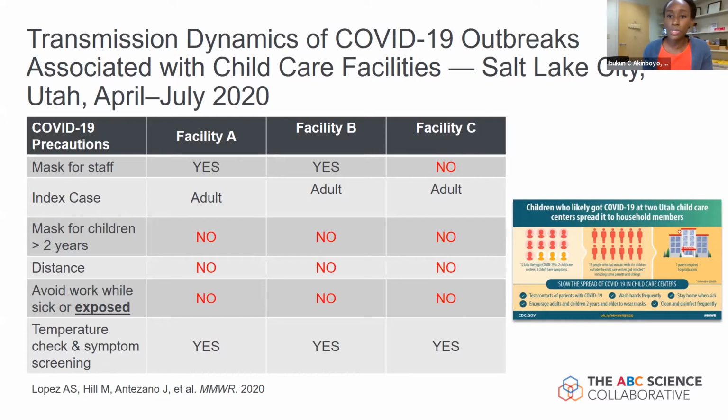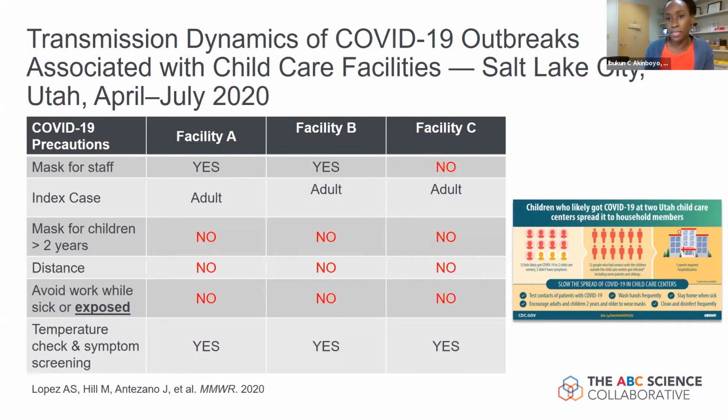how they spread. So this is a CDC paper that looked at transmission of COVID-19 outbreaks within childcare facilities in Utah. And they were looking over a period where there was high community spread, so April to July 2020. And I'll just walk through the table very briefly. You can see in the picture on my right, looking at the screen, the take home from this was that children who likely got COVID-19 from a childcare center were able to spread it within their households.